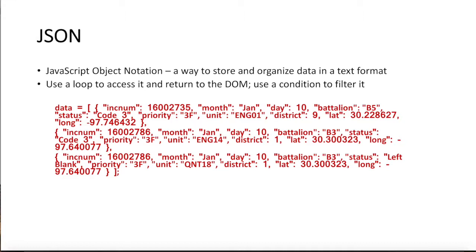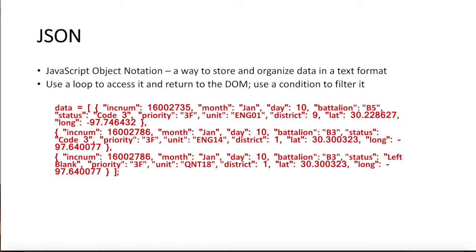Now, back to the presentation, I'm going to talk about something called JSON, JavaScript Object Notation. And this will get a little more complex, but we'll have some more experience with looking at this in the workshop. This is a way to store and organize data in a text format, and you often see things in JSON format. And we can use a loop to access it and return it to the DOM, and sometimes we'll use a condition to filter it.